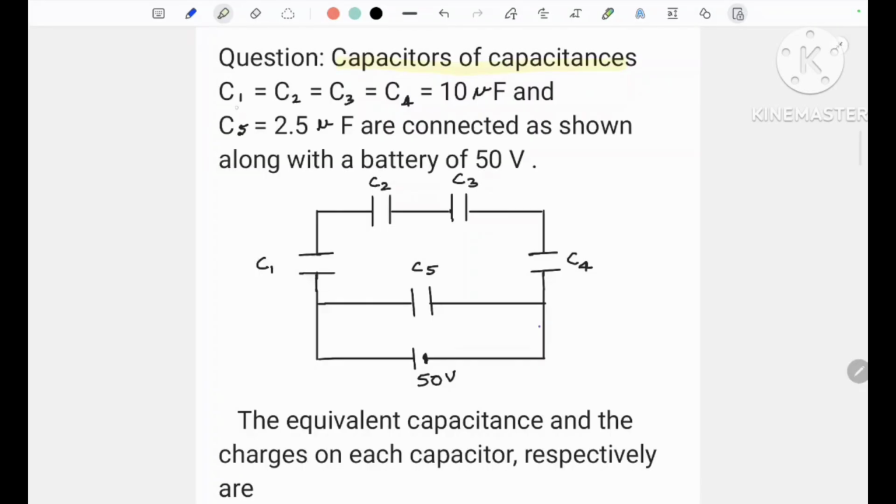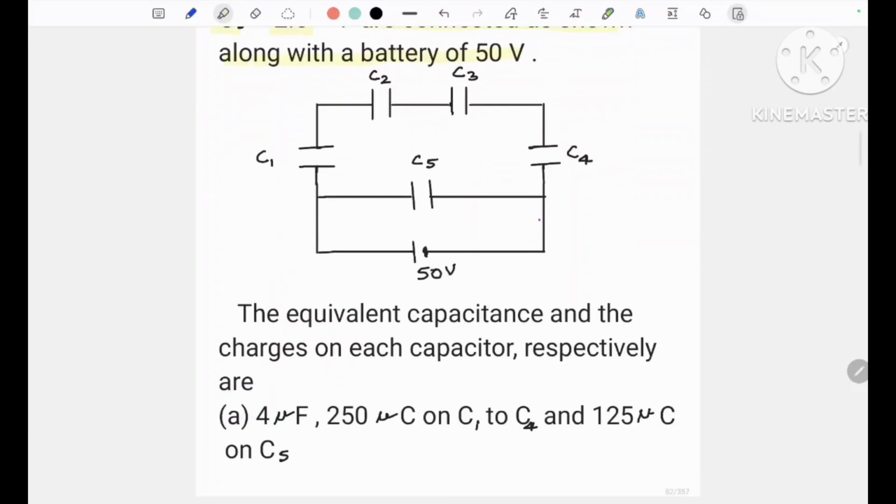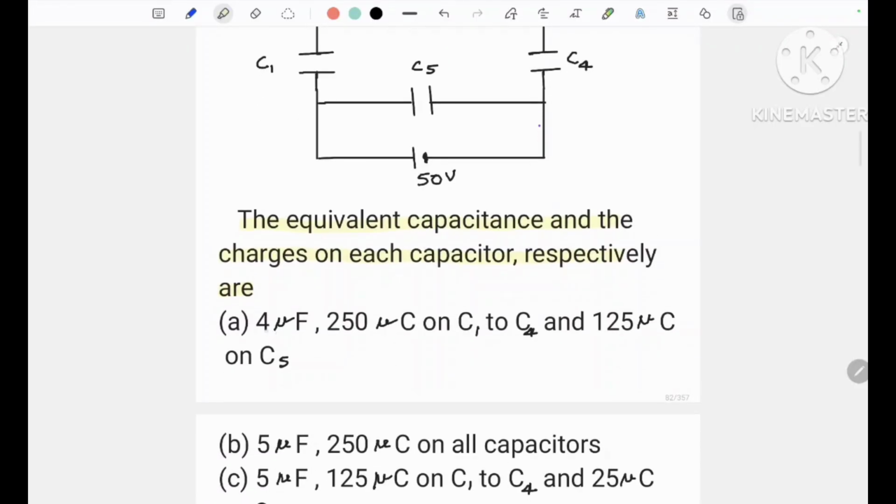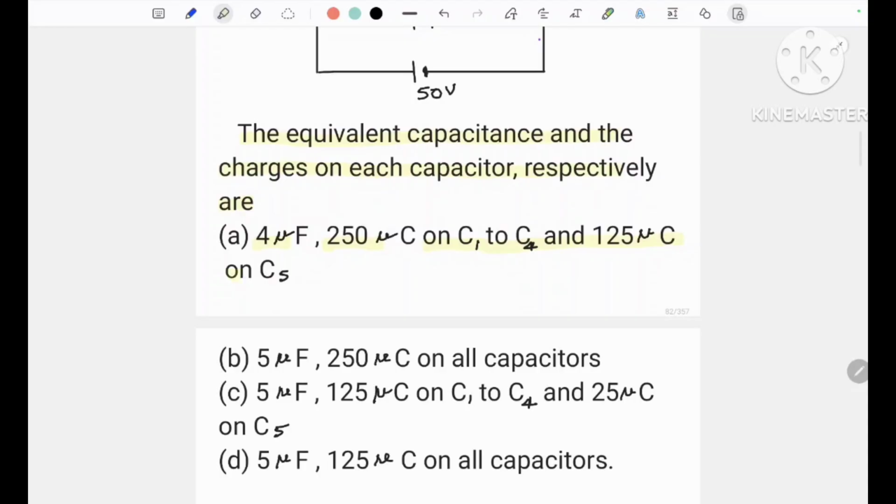Capacitors of capacitances C1 is equal to C2 is equal to C3 is equal to C4 is equal to 10 microfarad and C5 is equal to 2.5 microfarad are connected as shown along with the battery of 50 volt. The equivalent capacitance and the charges on each capacitance respectively are 4 microfarad, 250 microcoulomb on C1 to C4 and 125 microcoulomb on C5.